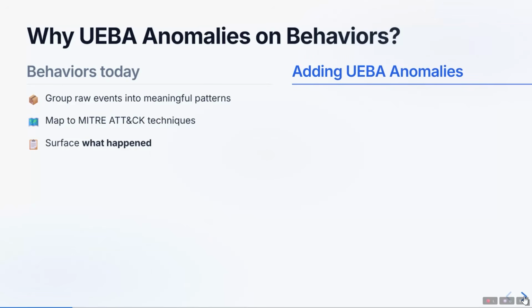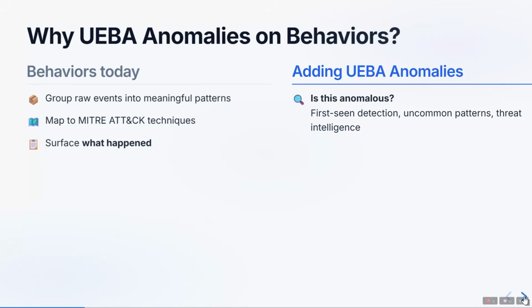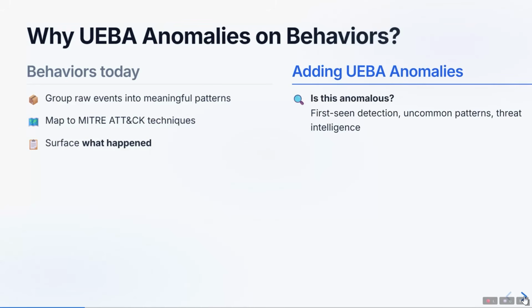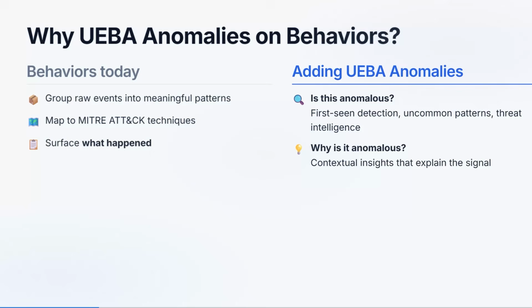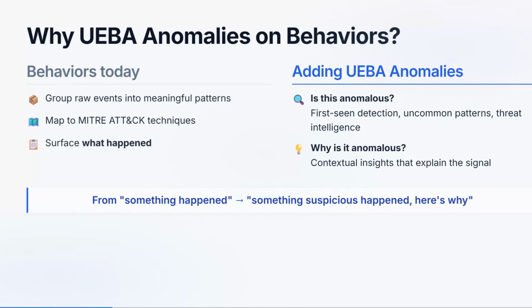So this is why we have the UEBA on top of that. And this enables us to answer two questions. The first one is, I got a behavior. Is this behavior anomalous? And we do it based on first-seen detections, uncommon patterns, and threat intelligence that we'll get more into in the next slide. And we also answer questions such as, let's say that it is anomalous, why is it anomalous? And for this, we've added a new column called the insight column as part of the behavior info table that contains everything you need to know about what is anomalous and why. So in general, instead of just saying something happened, we now say something suspicious happened, and this is why it is suspicious.